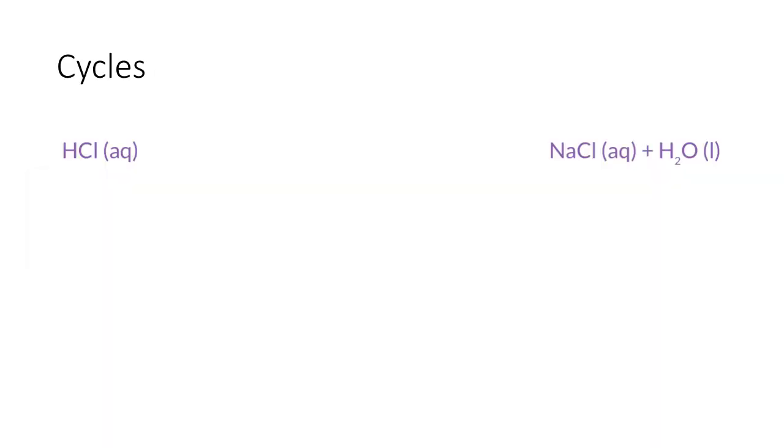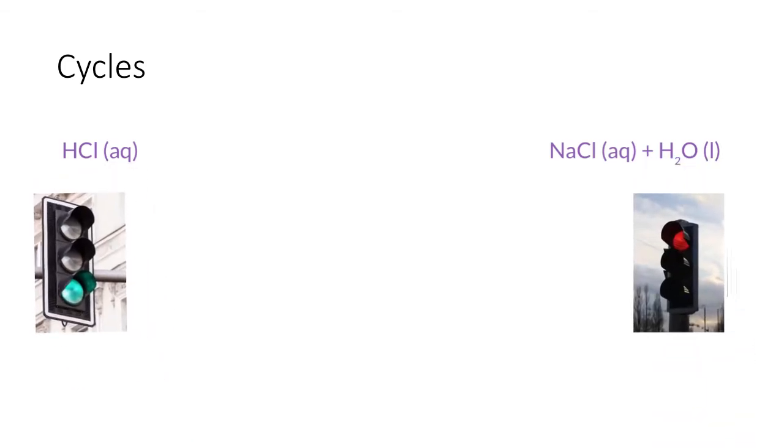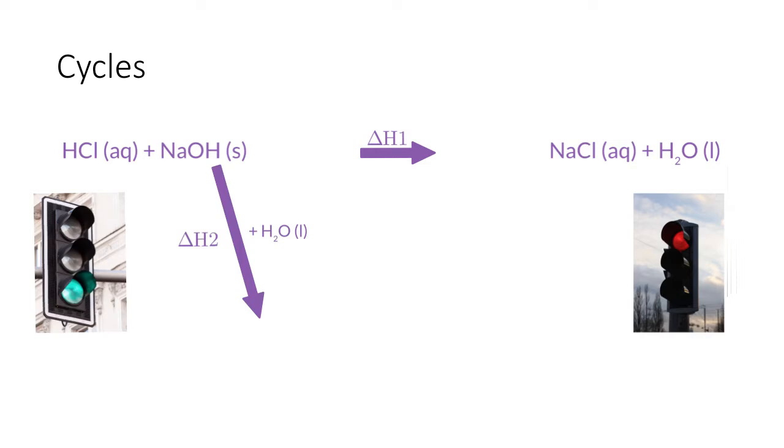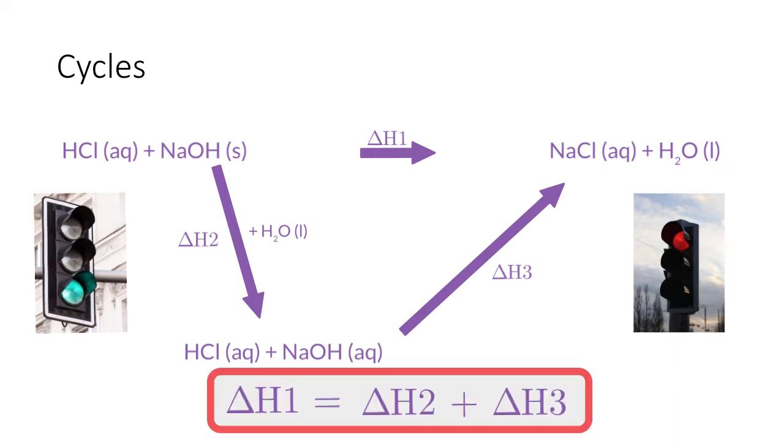One way to look at Hess's law is working with cycles. In this situation, we have a start point, we have an end goal, and we have different ways to get there. I could make sodium chloride by reacting hydrochloric acid with solid sodium hydroxide. Alternatively, I could start by dissolving my sodium hydroxide in water, and then I could react it with the hydrochloric acid to get my aqueous sodium chloride and my water solution. Both routes should have the same total enthalpy change. If we know 2 out of the 3 enthalpy change values, we can figure out the third.